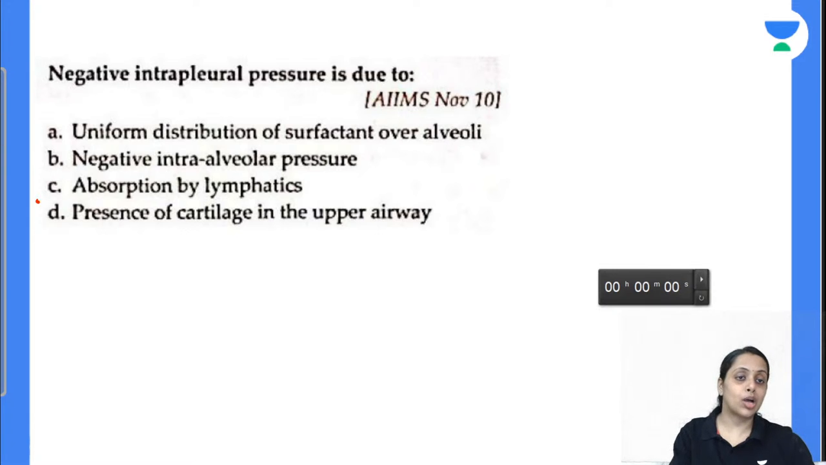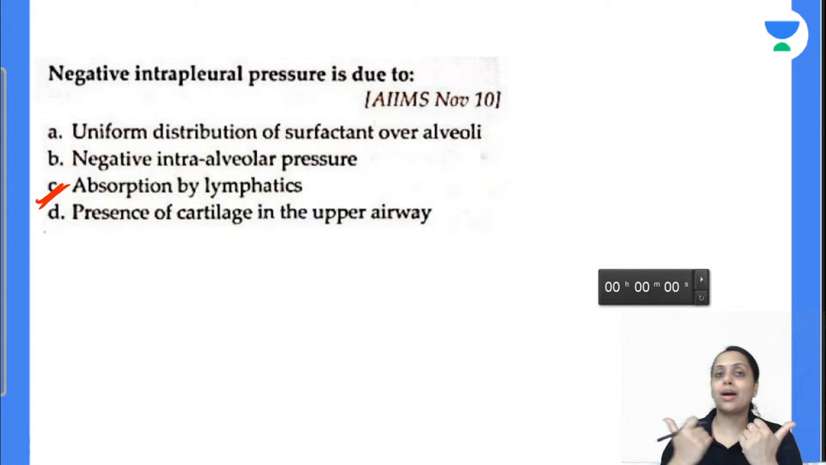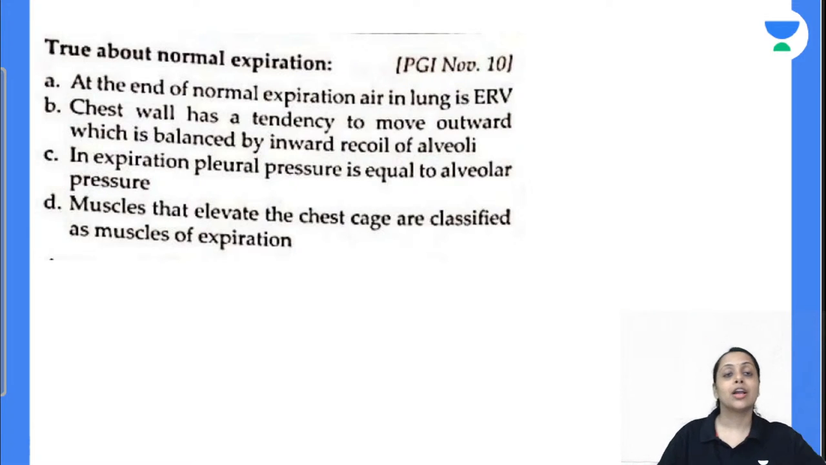It is due to absorption of lymphatic. It is due to our opposing force, and this vacuum-like state is maintained by absorption of lymphatic. So we can say this absorption of lymphatic is also responsible for negative intrapleural pressure. Coming to the next question.